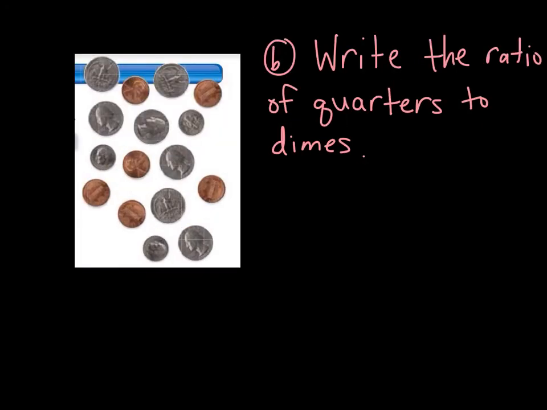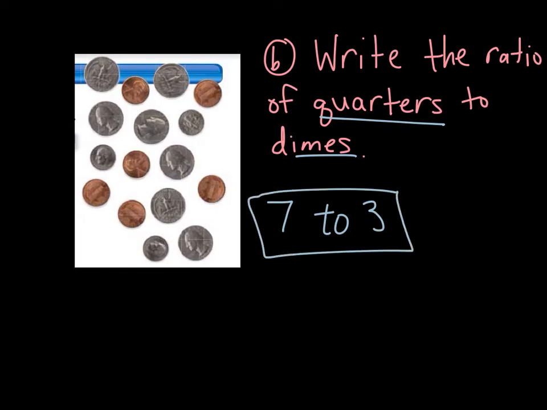For part B, they want us to use that same set of coins, but to write the ratio of quarters to dimes. So again, we're going to start with quarters, and we counted last time, but we're just going to make sure: 1, 2, 3, 4, 5, 6, 7 quarters, and that's what we came up with last time. So we're going to put the 7 quarters first, and this time I'm going to use the word form, so I'll use the word to, and then dimes in here we've got 1, 2, 3 dimes, so it's 7 to 3 as our ratio for quarters to dimes.